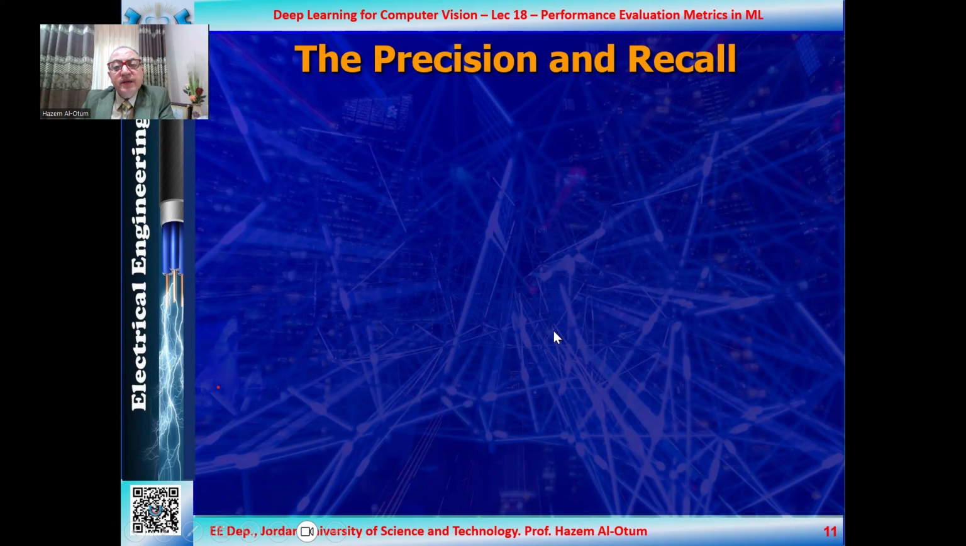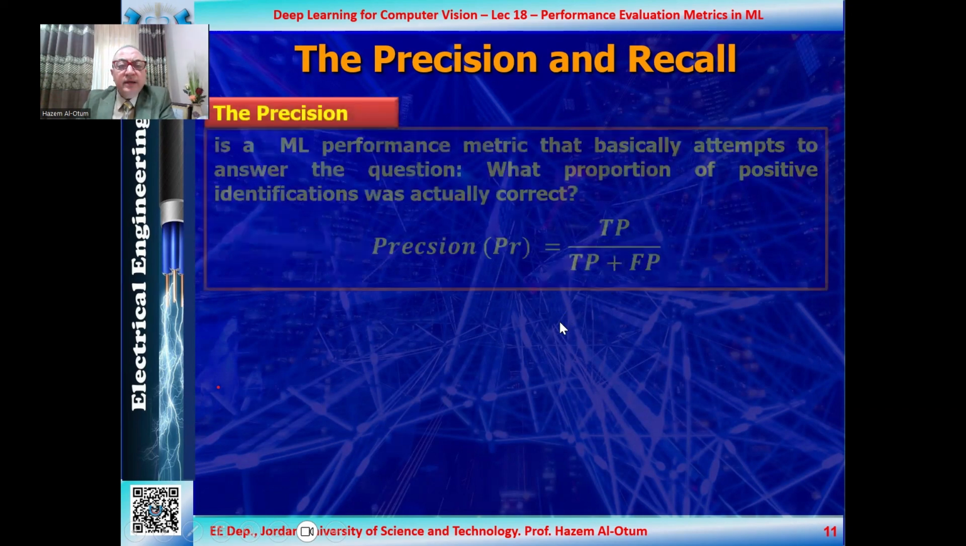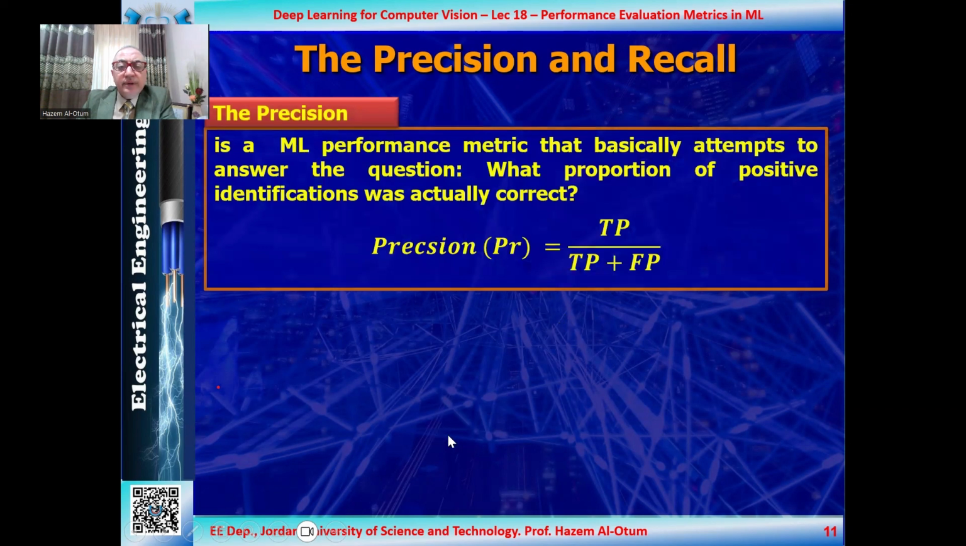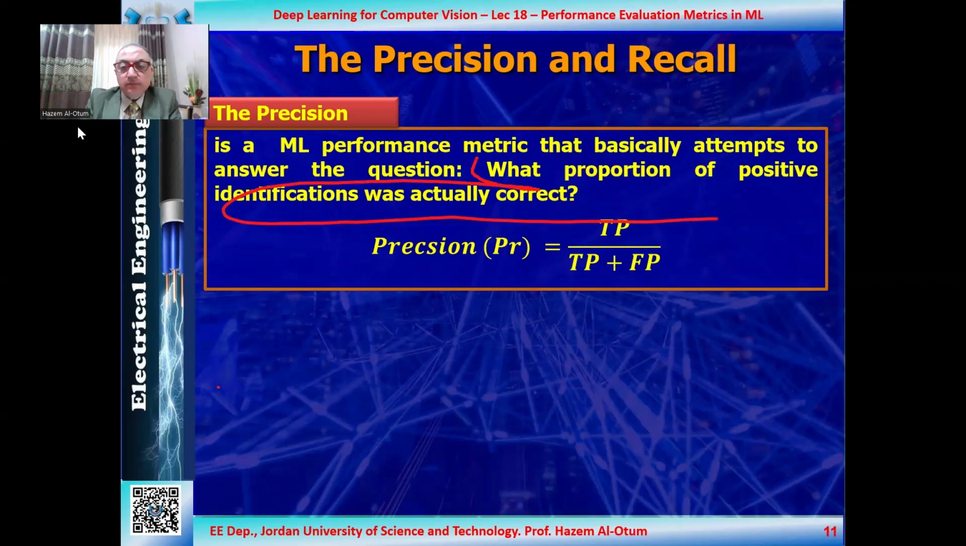Now, precision and recall are very close to each other. Precision is a machine learning performance metric that basically attempts to answer the question: what proportion of positive identifications was actually correct? So it is true positive divided by true positive plus false positive.